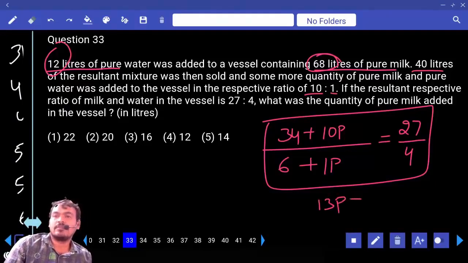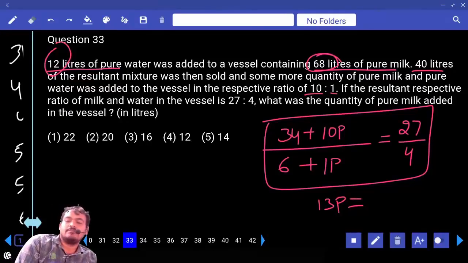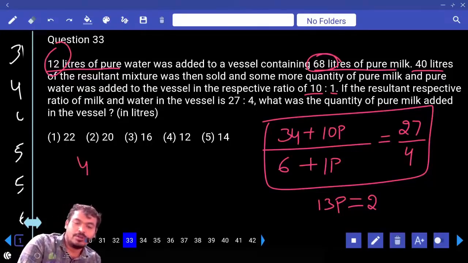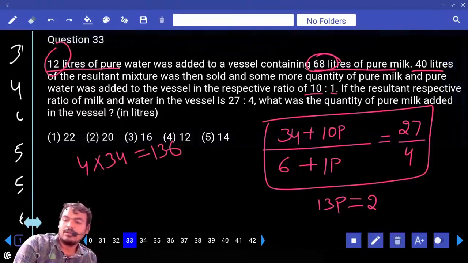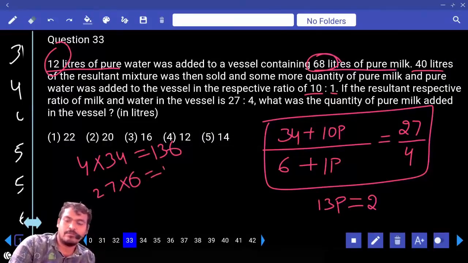162, 136 difference. 26. 40 parts and 27 parts. 13 parts or not? 13 parts equal to how much value? 26. 4 into 34, how much? 136. 27 into 6, 162. What is the difference?